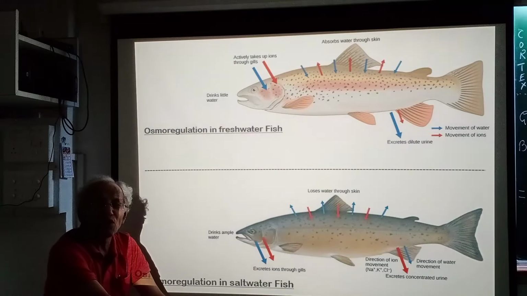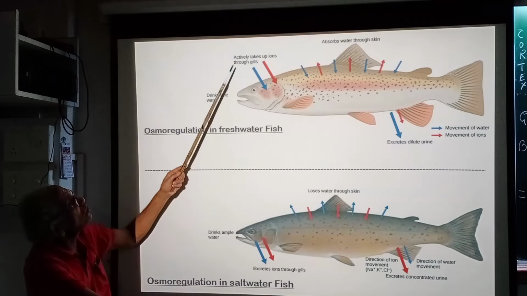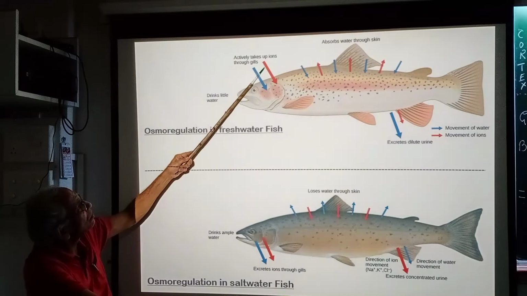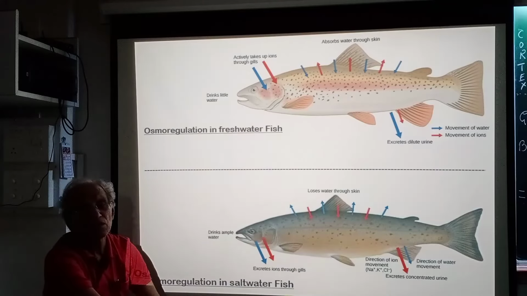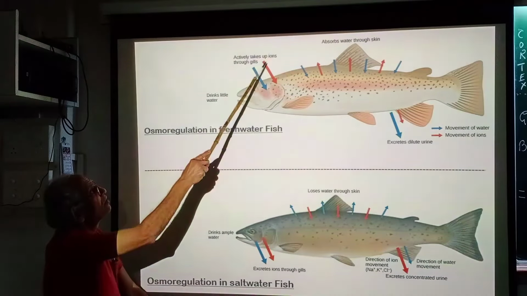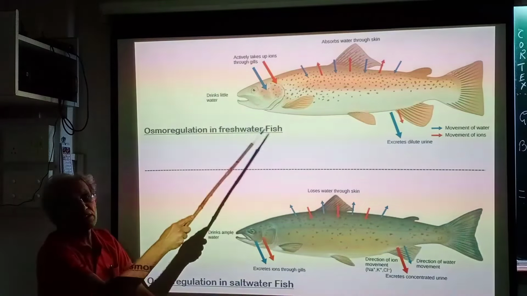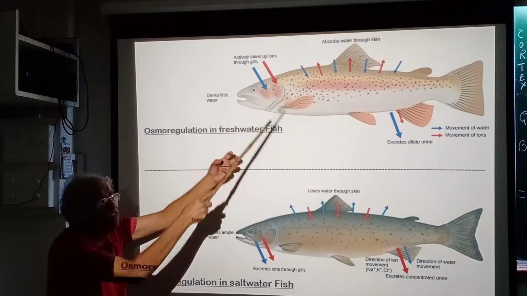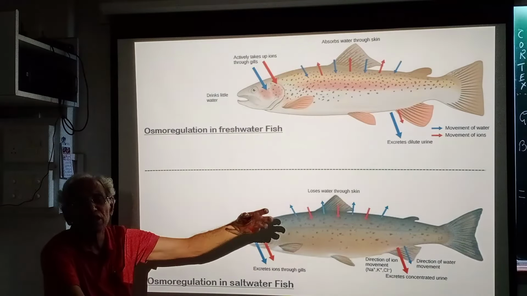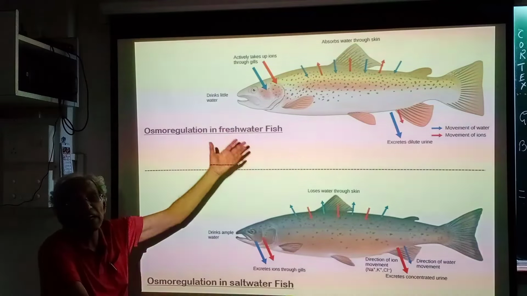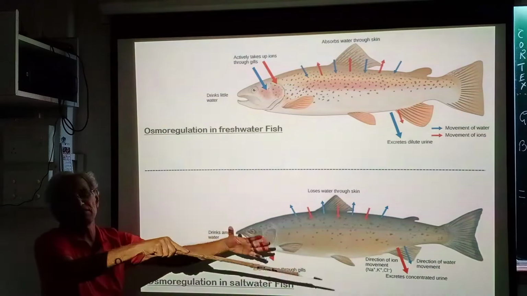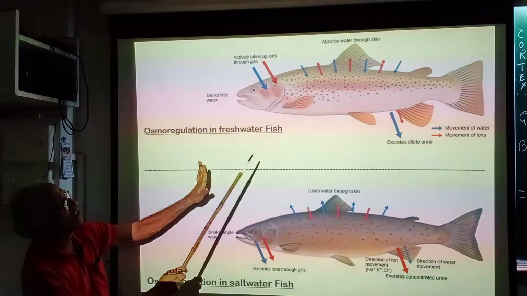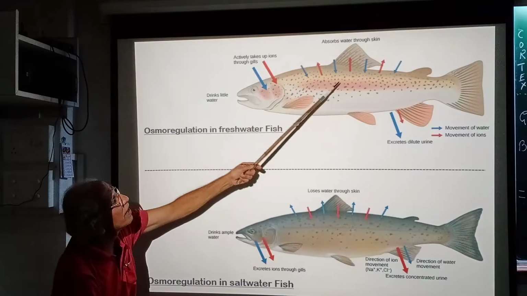But there is one more thing. They will also take in, see the red arrows, they will also take in what? Ions. Although there are less ions, they will take in the ions. Their gills have a speciality. There are special cells present in the gills which take in the ions because they want to maintain their ionic concentrations, and they can also give out the extra ions.